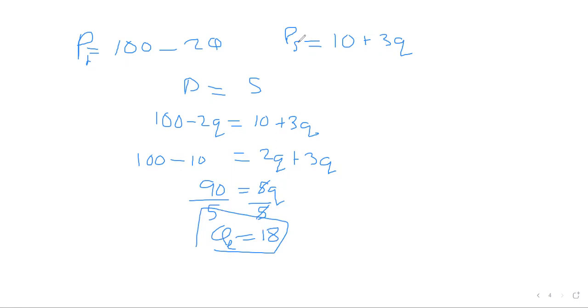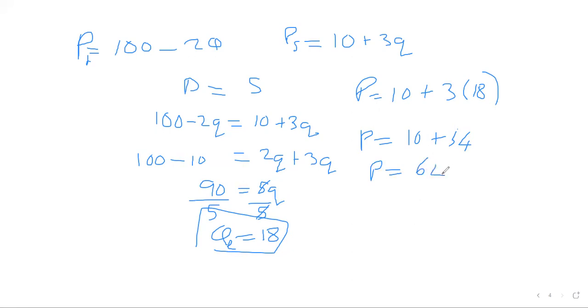Then we substitute this 18 in any of these two to find the price. So here we're going to have 10 plus 3q, where there is q, put 18. So this will give you what? 10 plus 54. So we get our 64 as our equilibrium price.